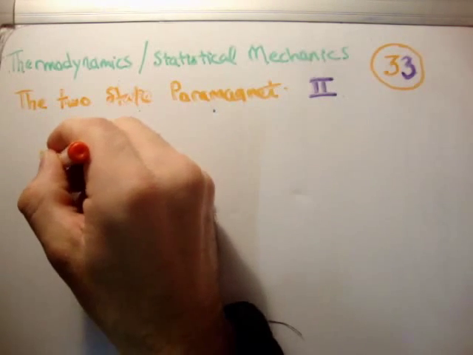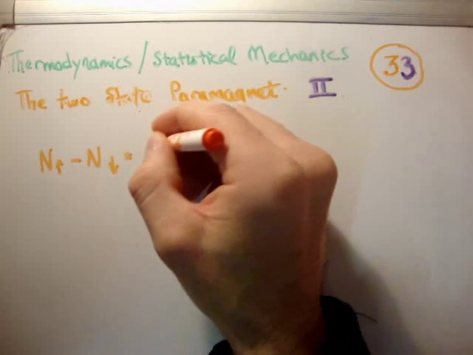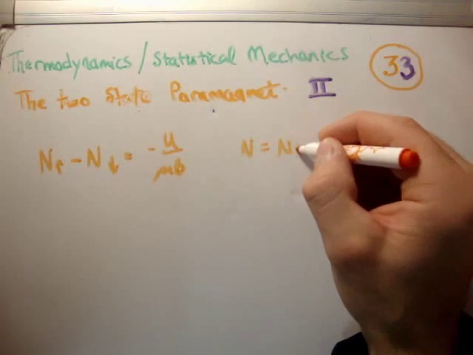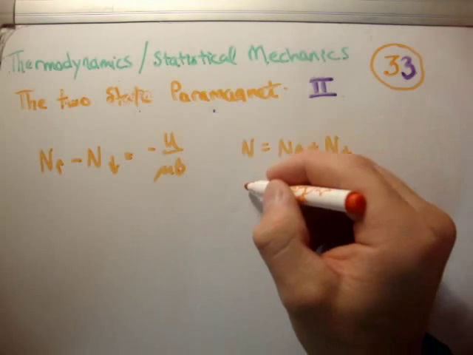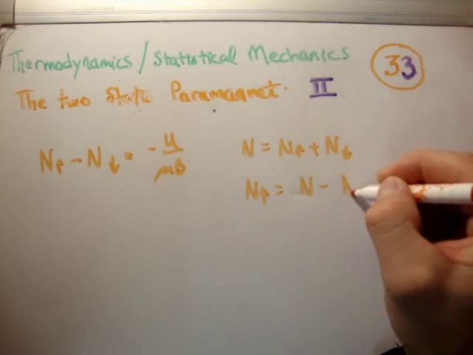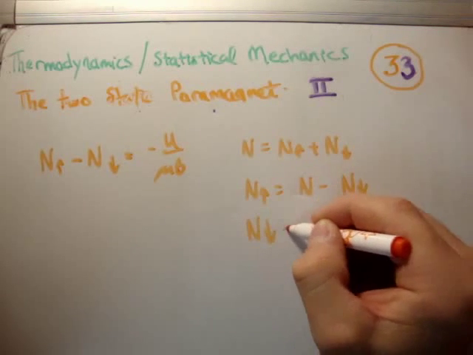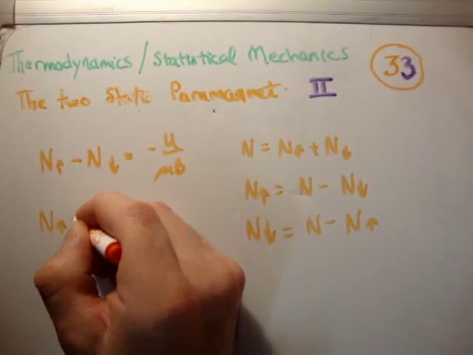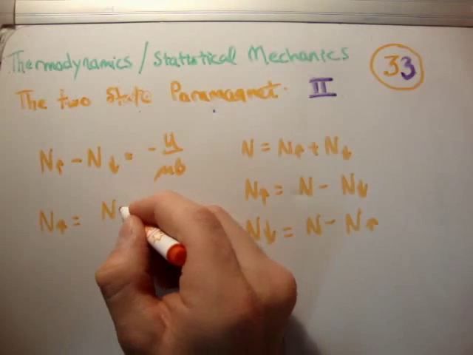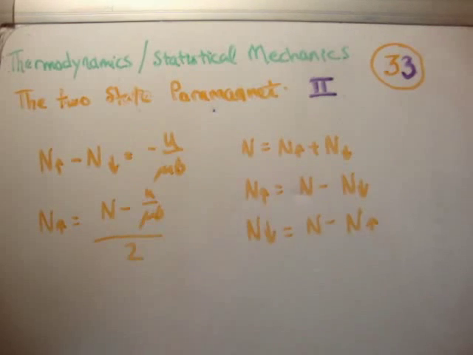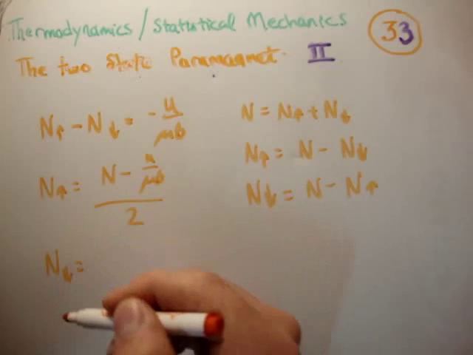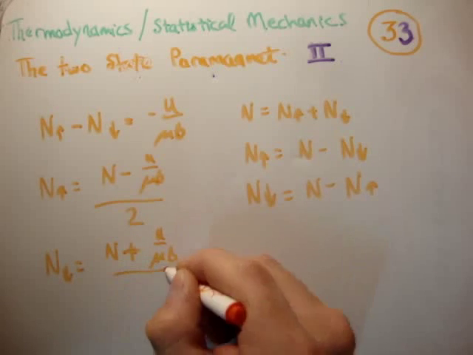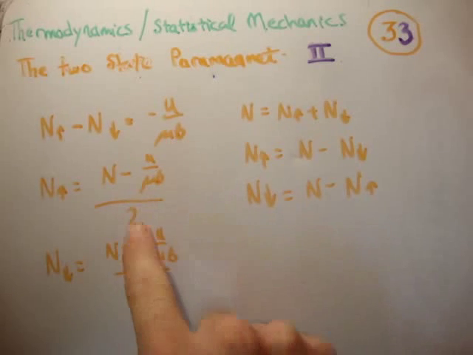The number up minus the number down is equal to minus U over μB. We showed that in video 1. Now we also know, of course, that the total number N is equal to the number up plus the number down, or that the number up is equal to N minus the number down, or the number down is equal to N minus the number up. So if you plug that in here, we get the following. The number up is equal to N minus U over μB, divided by 2. And finally, the number down is equal to, by symmetry, the total number plus U over μB, divided by 2. So will you please note those two? We'll be plugging them in later on.